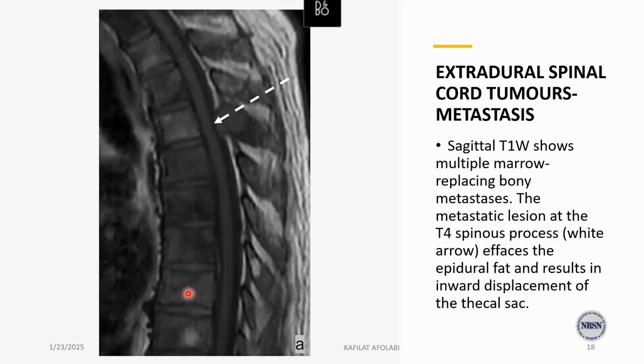An additional finding is that a metastatic lesion is likely to cause wedge compression or fracture of the vertebral bodies, while a lymphoma does not usually do that. So that's how to discriminate between them.